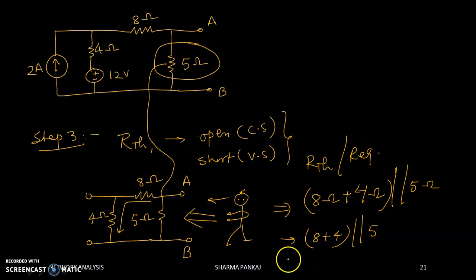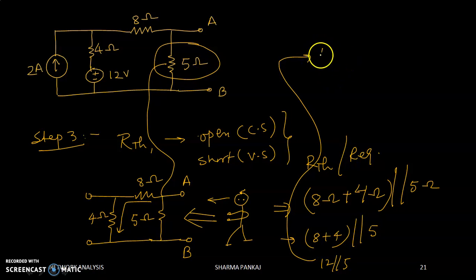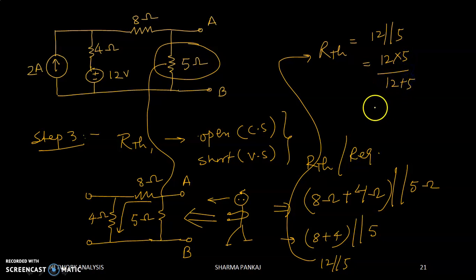Okay. So it is coming to be 12 parallel 5. Now here RTH is equal to 12 parallel 5 is equal to 12 into 5 upon 12 plus 5. I have used the calculator here, which is coming 3.5294 ohm. Okay. This is RTH.